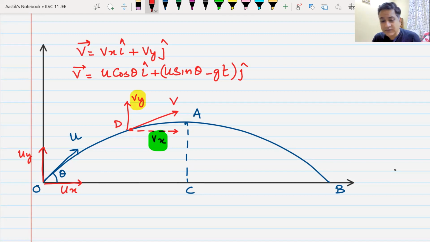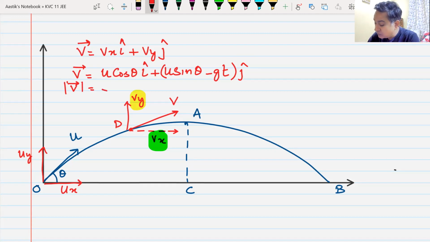If someone asks you, what is the magnitude of this velocity at any point, how will you find out the magnitude of this velocity? Magnitude is root of (u cos theta) whole square plus (u sin theta minus gt) whole square.